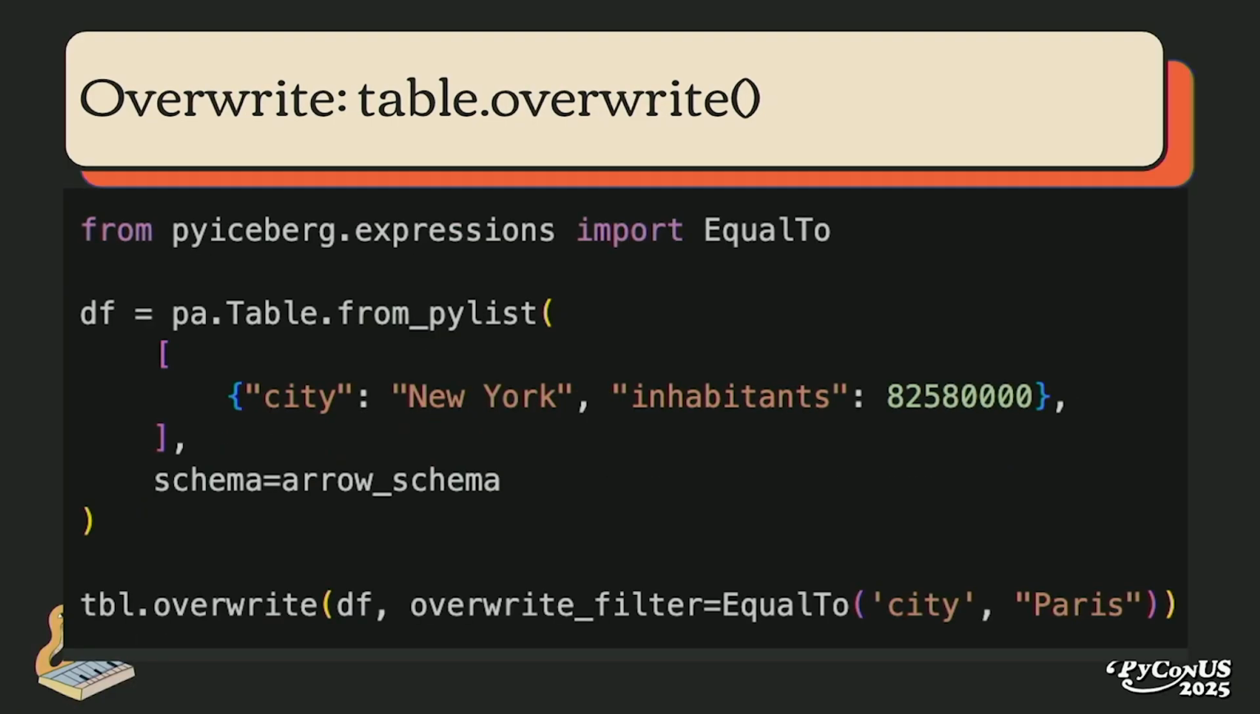And PyIceberg also supports other DMLs like overwrite. So you can overwrite a record of the table by specifying an overwrite filter. So for example, here I want to replace the row with city equals Paris with a new record of city equals New York. I can easily do that by just specifying the overwrite filter as shown in the example.